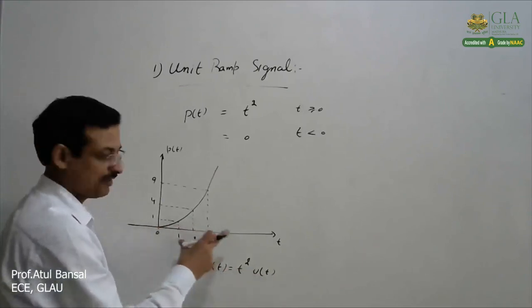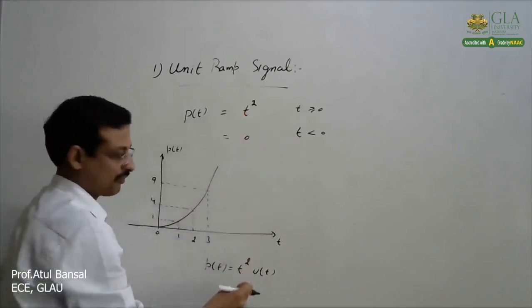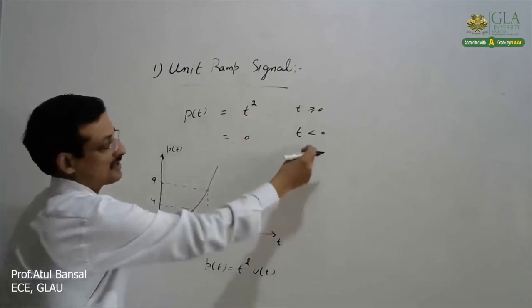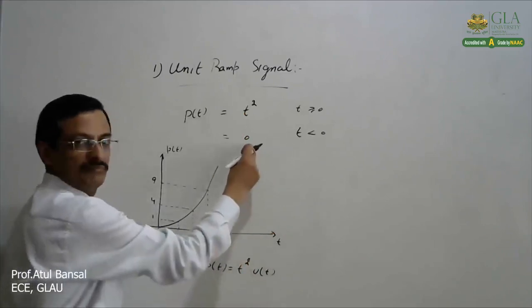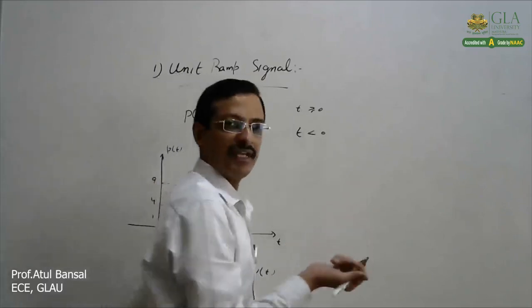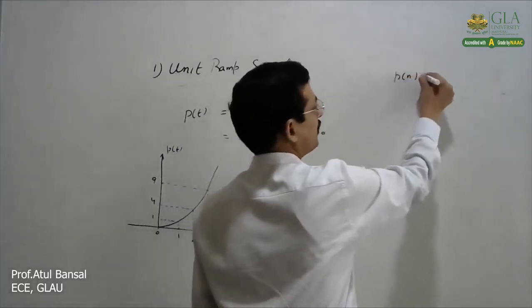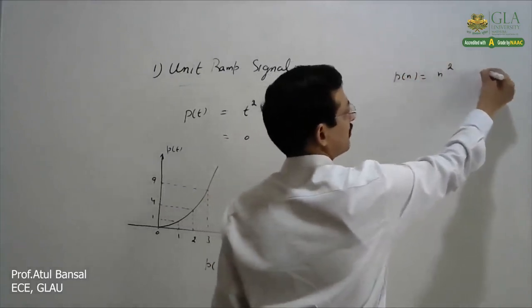Multiplying 1 with t square for t greater than 0 will give you t square, the same signal, and multiplying 0 for t less than 0 with t square will give you 0. So that is how we can represent that, right? In the same way in discrete time, p[n] is n square.